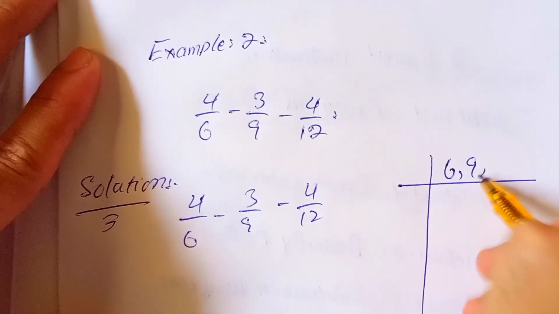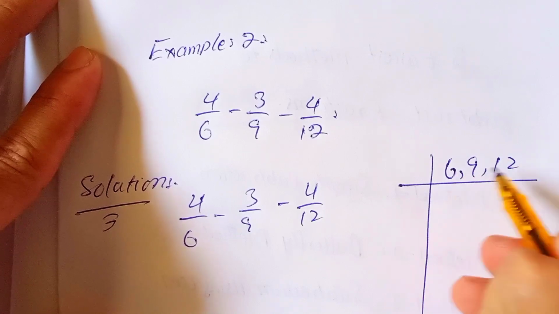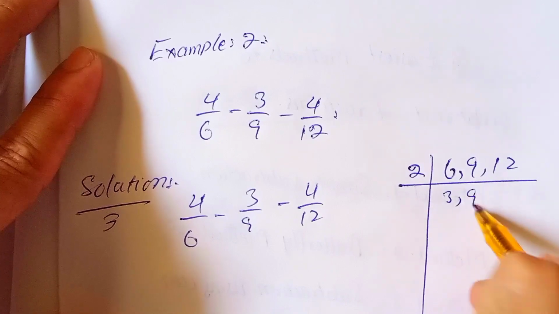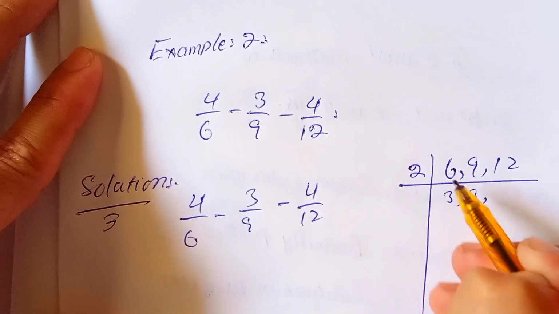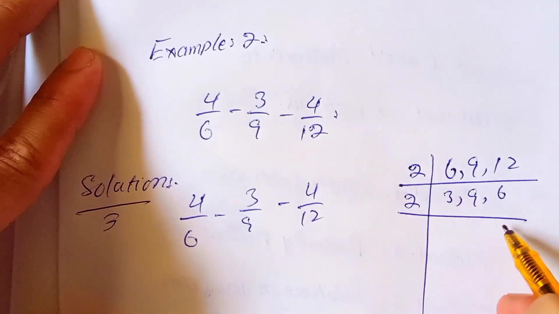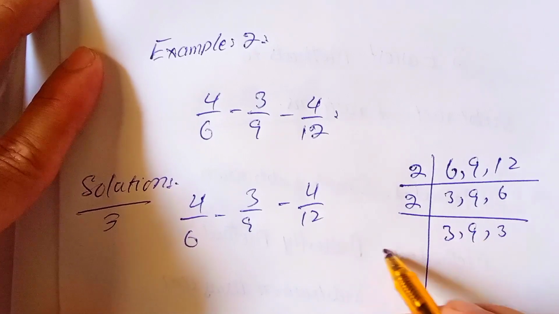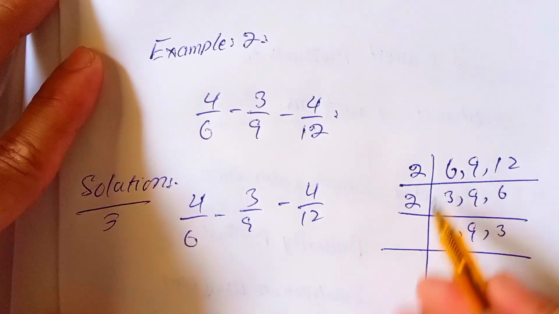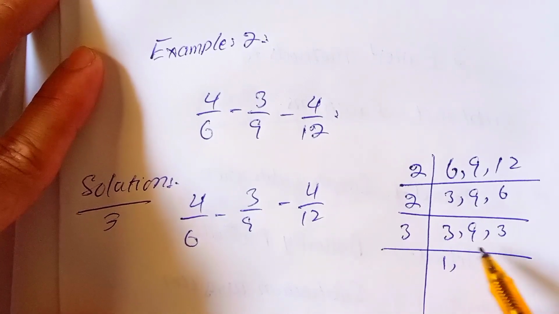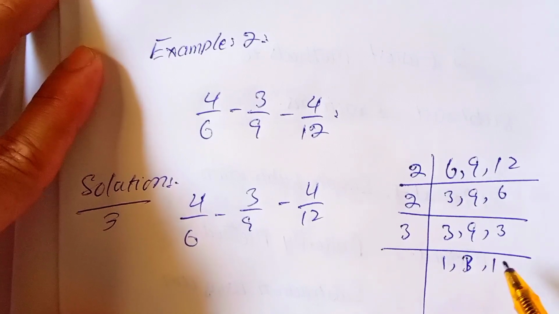So 6, 9 and 12. Out of 6, 9 and 12, 6 and 12 are divisible by 2. So 2 times 3 is 6, 9 is not divisible by 2, so we'll bring it down as the same, and 2 times 6 is 12. Then 2 times 3 is 6, and 9 and 3 are not divisible by 2. Now 3, 9 and 3 are divisible by 3, so 3 divided by 3 is 1, and 9 divided by 3 is 3, and 3 divided by 3 is 1.